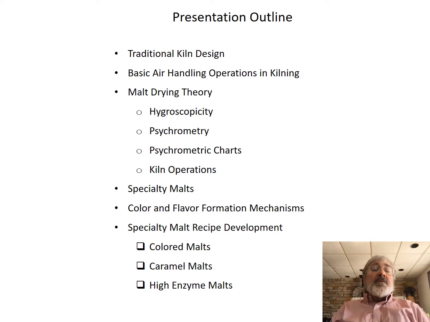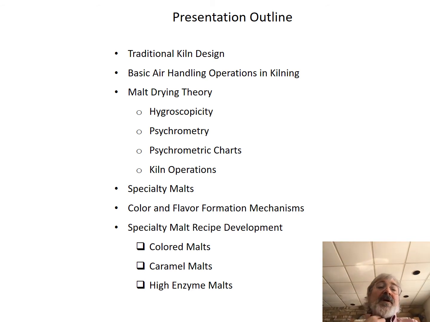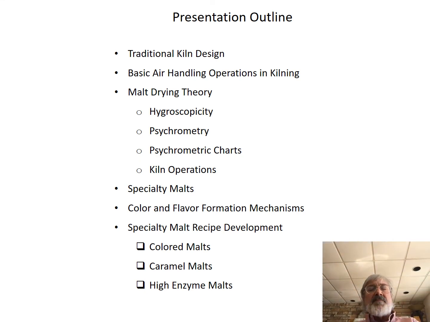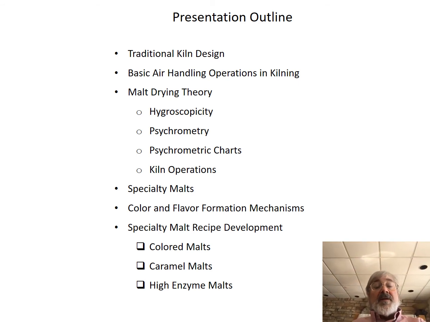And then we'll go into some kiln operations. After that, after we're thoroughly confused on malt drying theory, we'll start talking about specialty malts and what makes specialty malts different from each other, what distinguishes one malt from another malt. We'll talk about color and flavor formation mechanisms, and that would be useful for producing specialty malts with color and flavor.